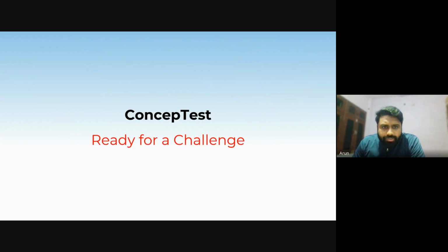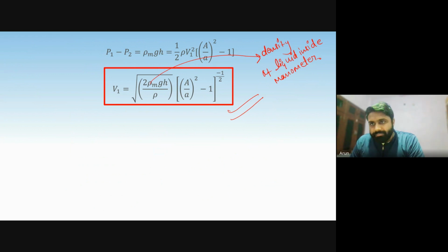You don't need to remember this formula. You need to remember the concept that we have applied. We have applied the equation of continuity from section 1 and 2, and we have applied the Bernoulli equation in section 1 and 2, and then we are able to find this expression. Now derive this expression on your own 2 to 3 times so that you will master it.